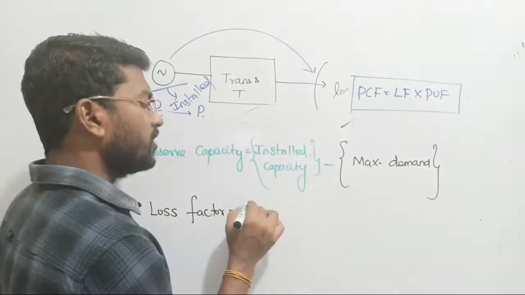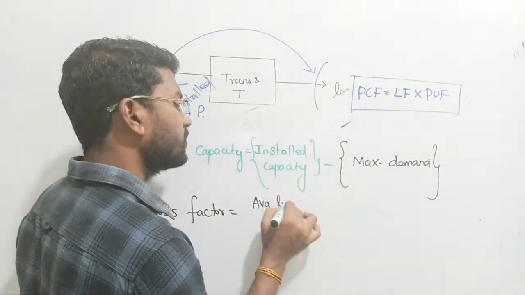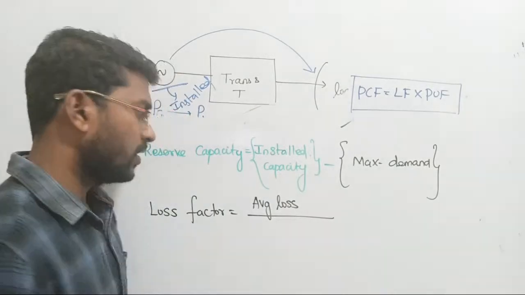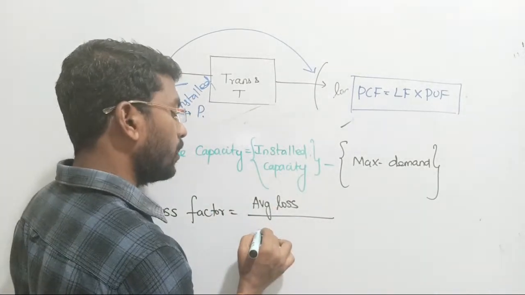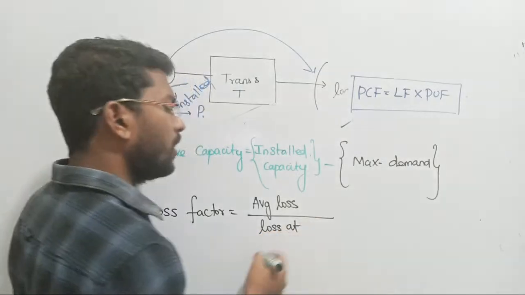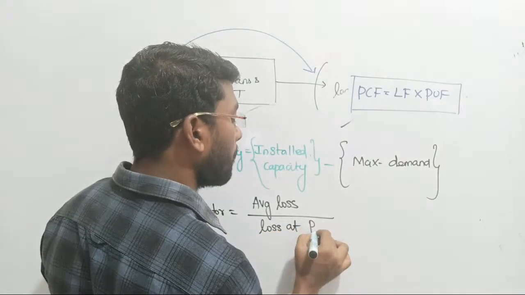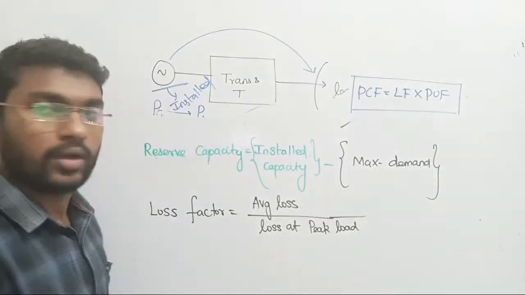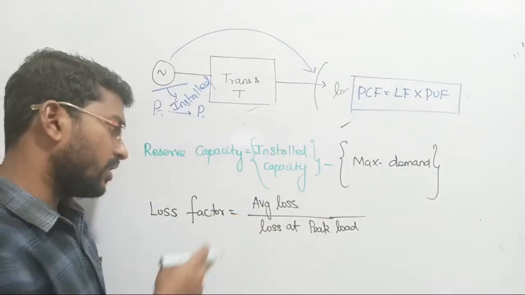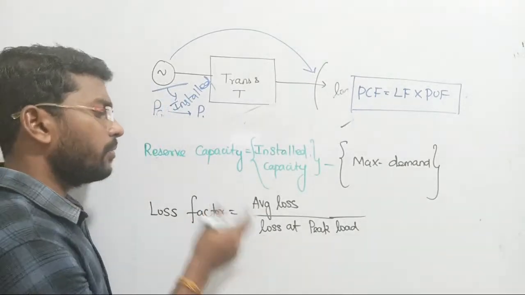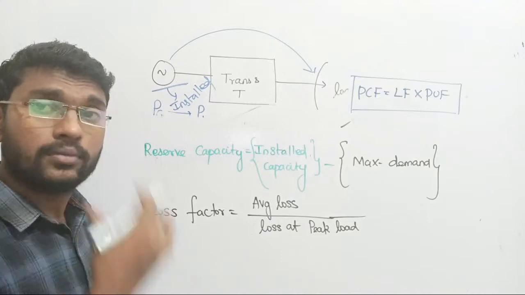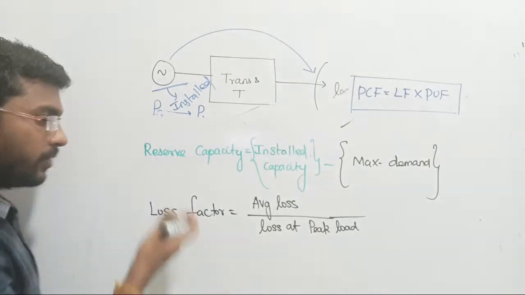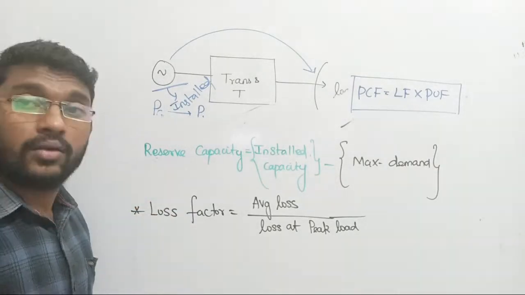Loss factor in the sense of average load size, what is the average loss? That is not that important, just make a note of it. It is the average loss divided by the loss at peak load, that is, the loss with respect to maximum load. When consuming maximum power at peak load, how much loss is there, and what is the average loss? The ratio between them is the loss factor, just like the load factor is the average demand divided by maximum demand. There is no big difference. I hope you are getting a very clear idea now.